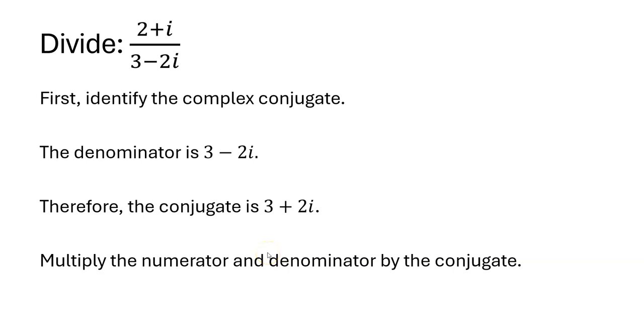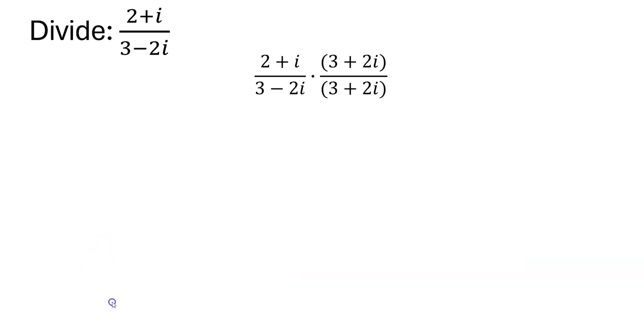So now we have to multiply the top and the bottom. Remember, math is about equality. So we're going to multiply both pieces by the complex conjugate. So I'm going to have 2 plus i times 3 plus 2i. And then in the denominator, 3 minus 2i times 3 plus 2i.